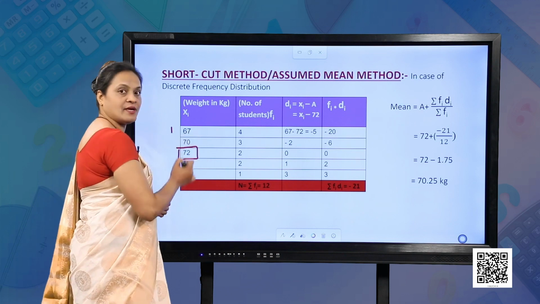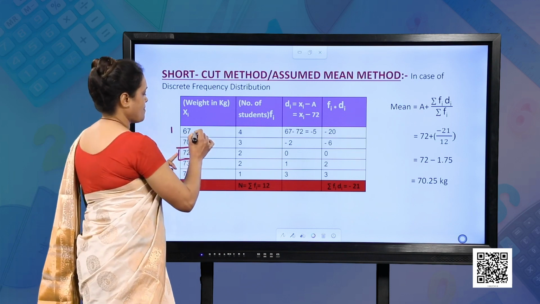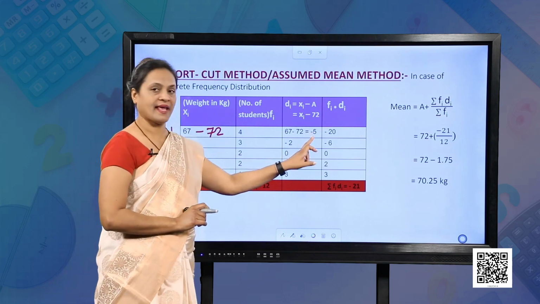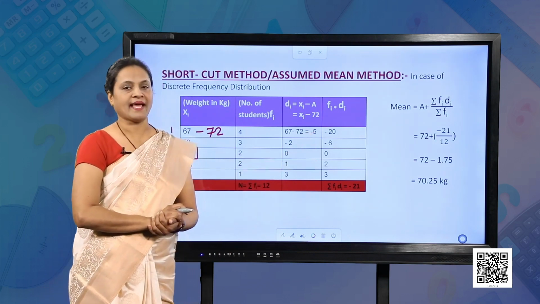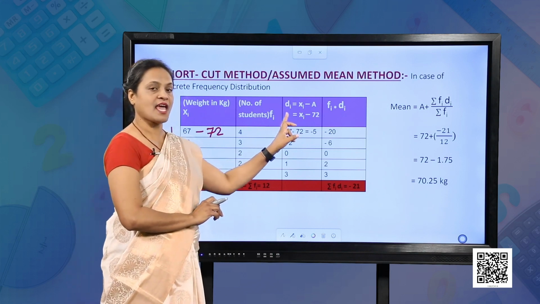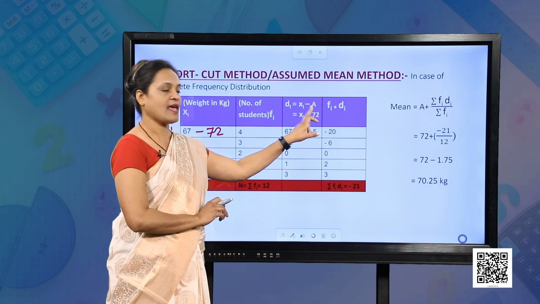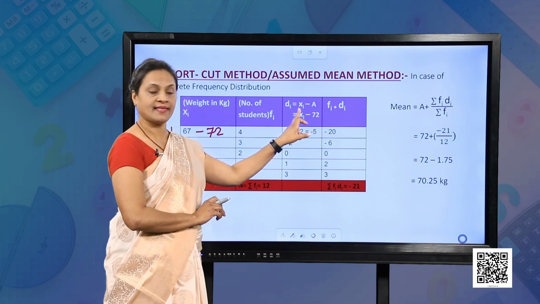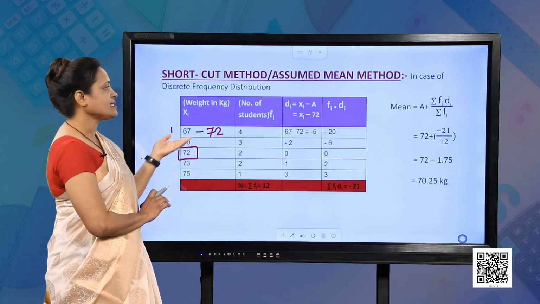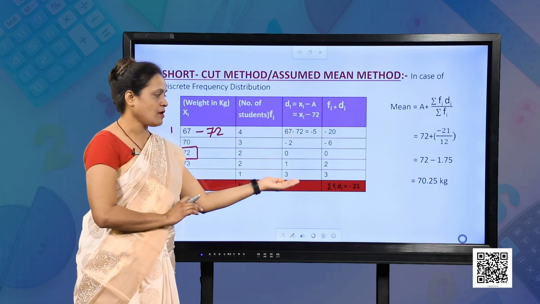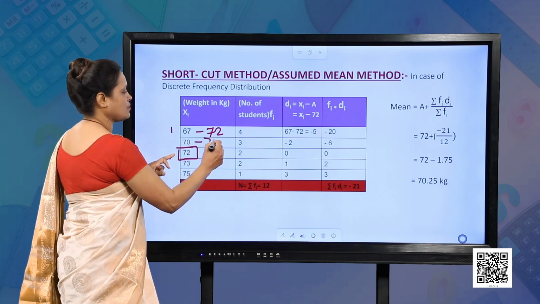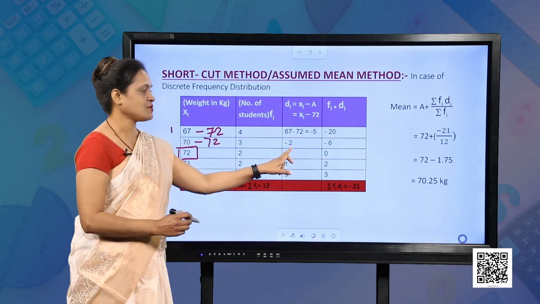So, the first value is 67 minus 72. It will give me the answer minus 5. What does this minus 5 represent? It is di, that is, the deviation of xi from the assumed mean A, in this case x1. So, I am going to calculate di for all the observations. As in this case, 70 minus 72 is going to be minus 2.